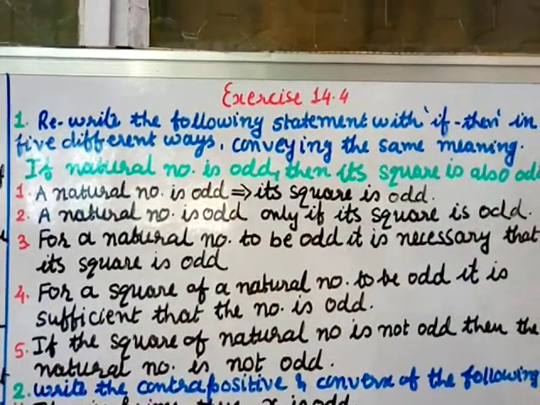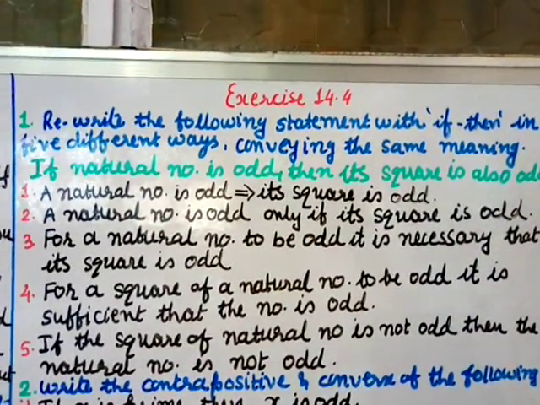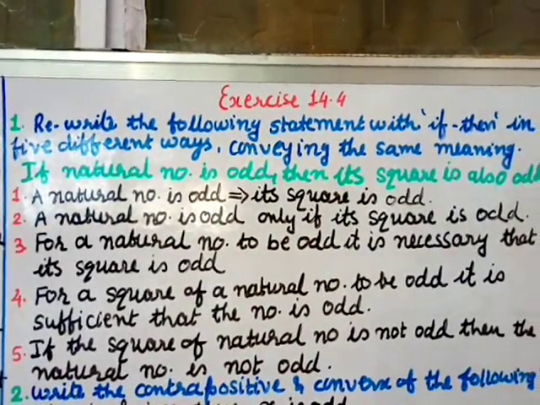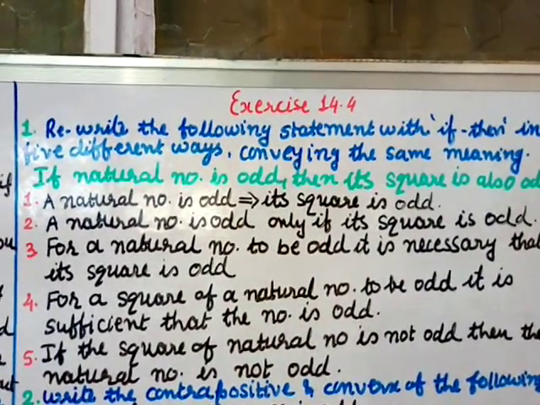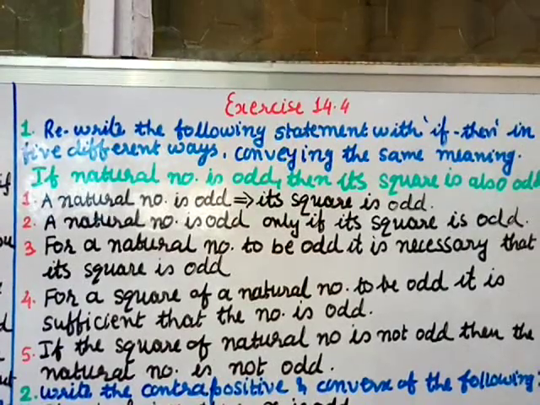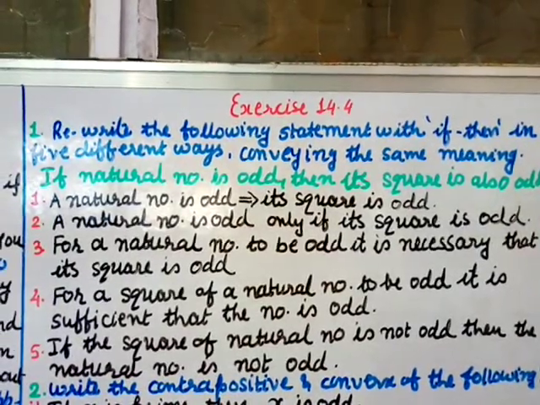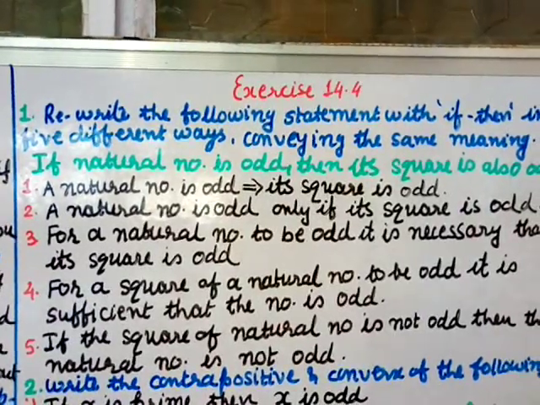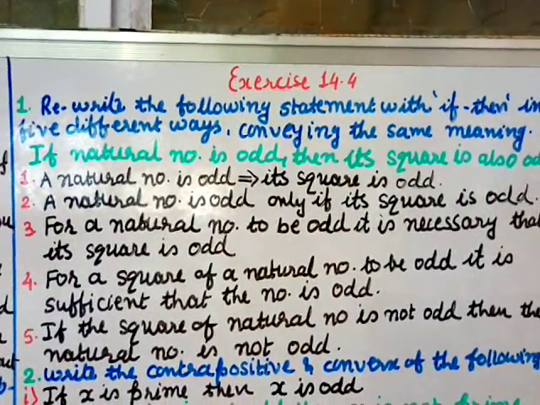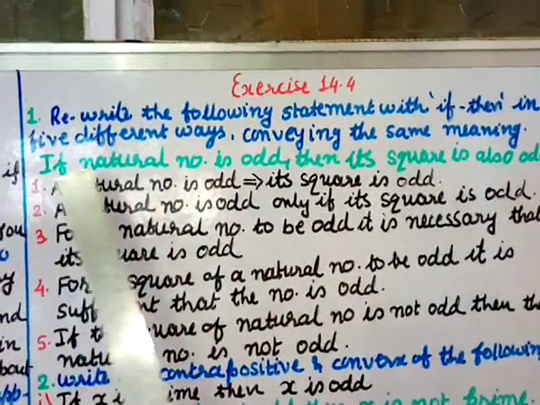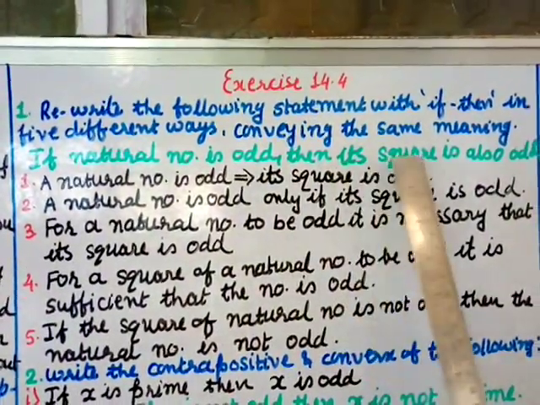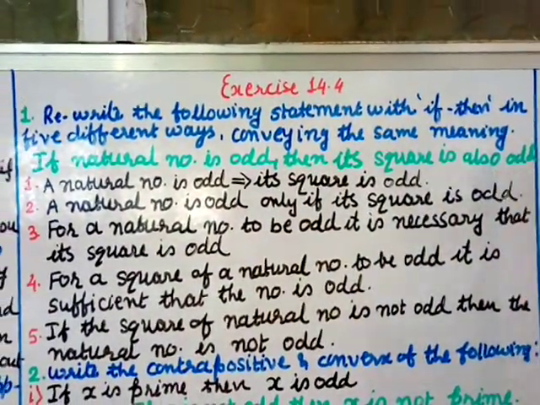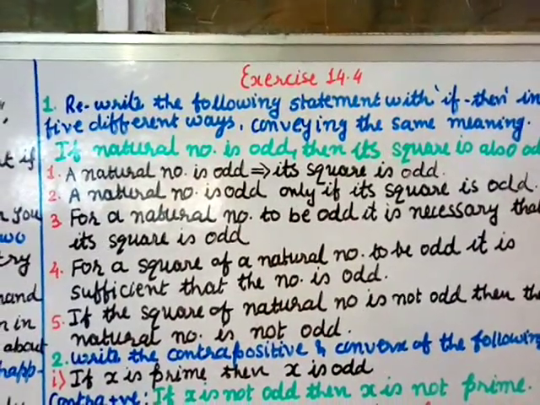Exercise 14.4. Question number 1. Rewrite the following statement with if-then in 5 different ways conveying the same meaning. So you are given a statement and you have to write the same statement with if-then in 5 different ways, but the meaning should be the same. If a natural number is odd, then its square is also odd. So this statement we have to write in 5 different ways.